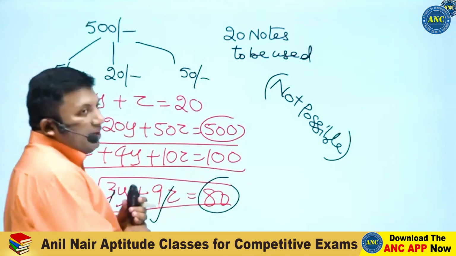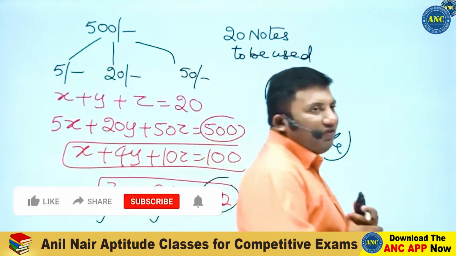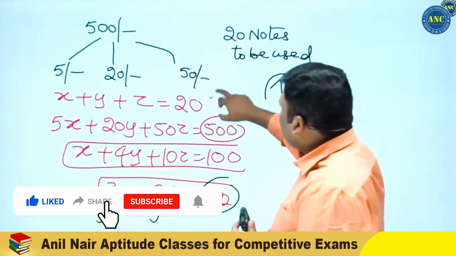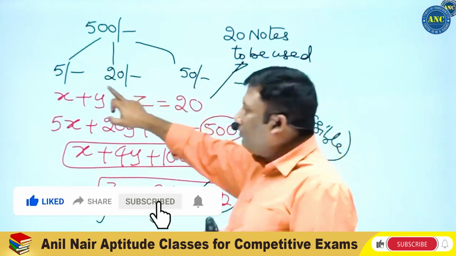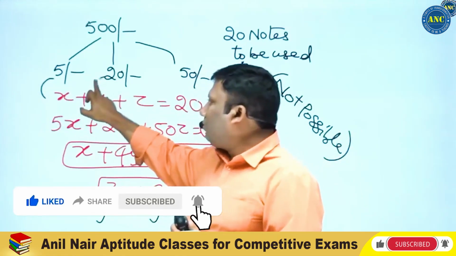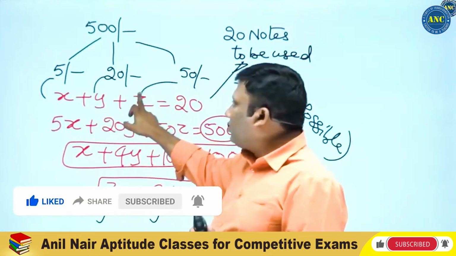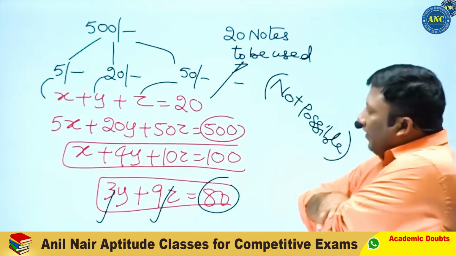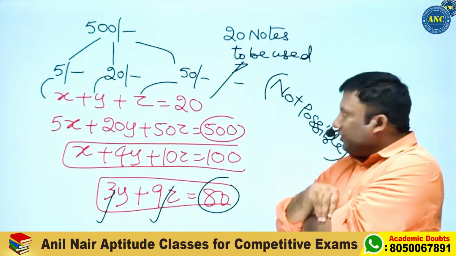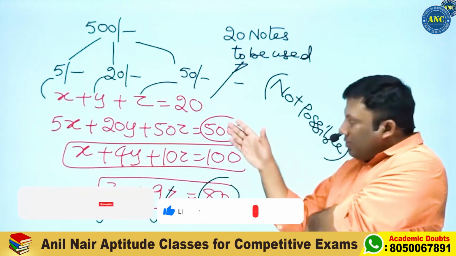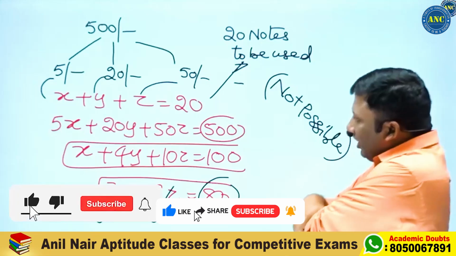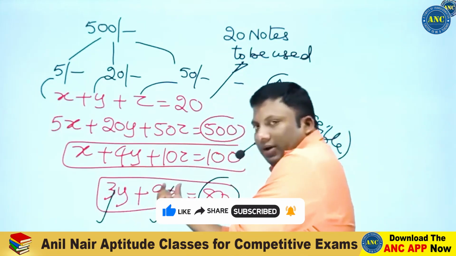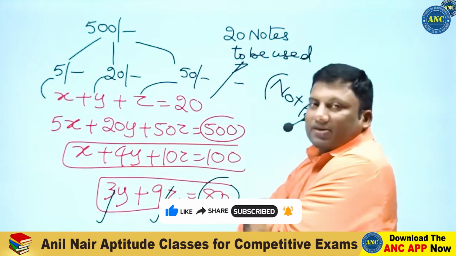5x plus 20y plus 50z equivalent to 500. Total number of notes I need to use is 20. 5 rupee notes I am using are x. 20 rupee notes y. 50 rupee notes z. x plus y plus z is 20. 5x plus 20y plus 50z is 500. x plus 4y plus 10z. 3y plus 9z is 80. Divisible by 3. Answer should be divisible by 3.